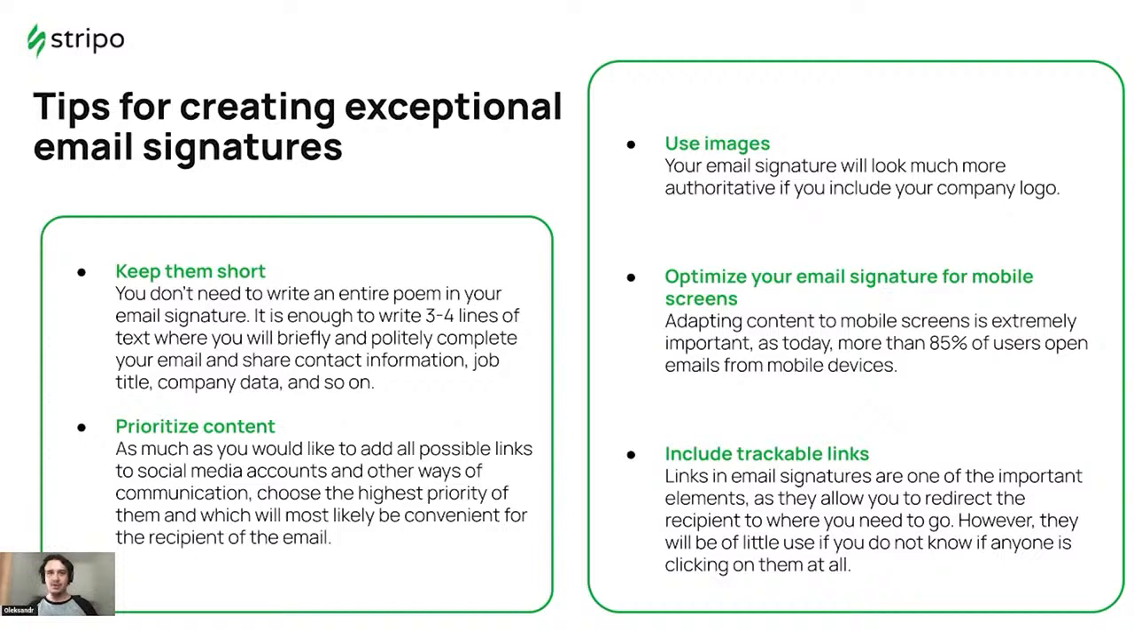And of course, include trackable links. Links in email signatures are one of the important elements as they allow you to redirect the recipient to where you need them to go. However, they will be of little use if you do not know if anyone is clicking on them at all. So adding trackable links with UTM tags when you create an email signature is essential if you want to know and improve your email signature performance. You can use special tools like Campaign URL Builder or use tools embedded in Stripo for creating trackable links.